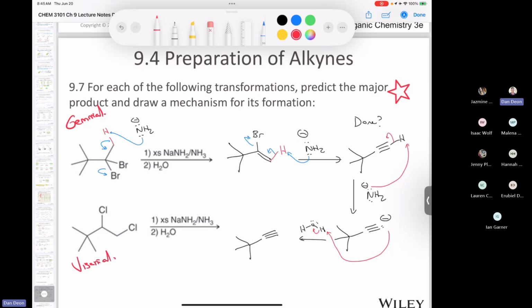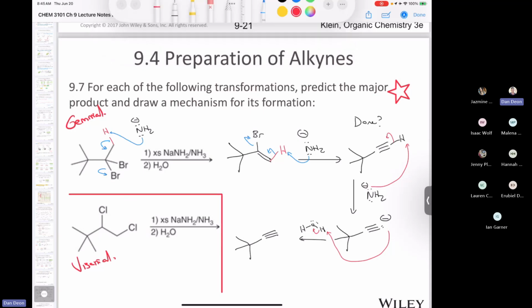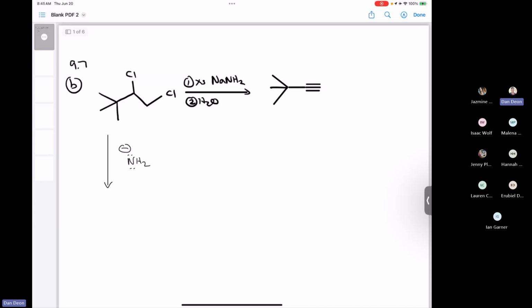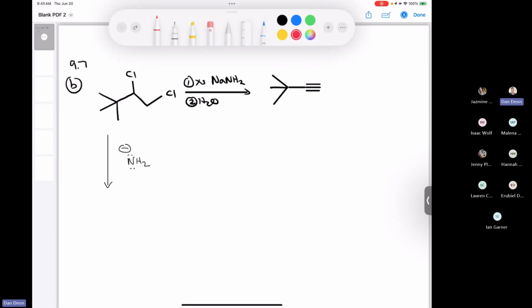So let's go over to a blank document, and we'll give this one the old college try. Just bear with me here. There we go. So I got it all ready to go. So for this one, again, we're going to make the same alkyne. But let's just get some practice on drawing the mechanism. So we're going to do our first elimination.